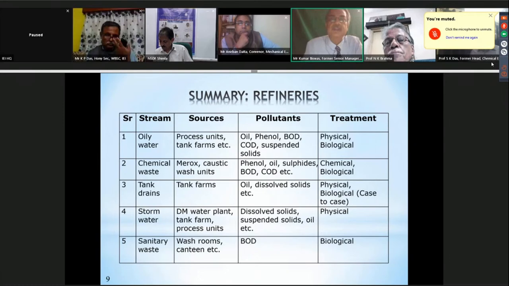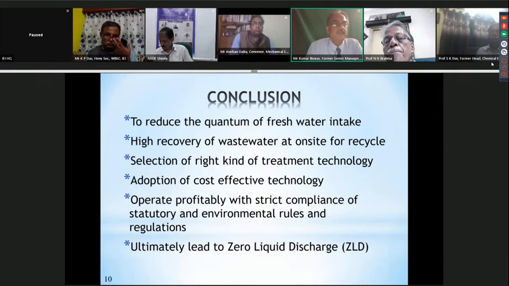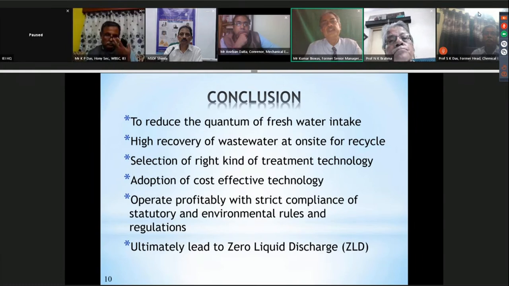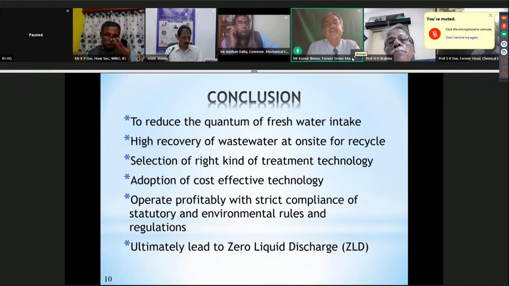And here we come to the conclusion. The basic objective is to reduce the quantum of fresh water in the process, whether it is exploration and production activity or the refining process. And at the end, we try to recover the maximum amount of water so that it can be recycled back into the system, preferably for on-site operation. For that purpose, we have to identify the correct treatment technology. And since petrochemical is a business, the process or technology we identify has to be cost effective.